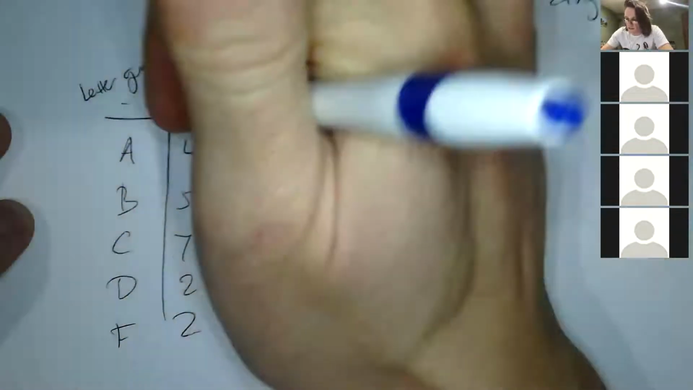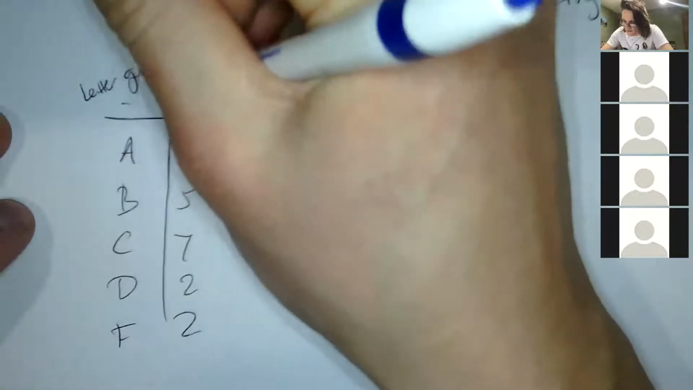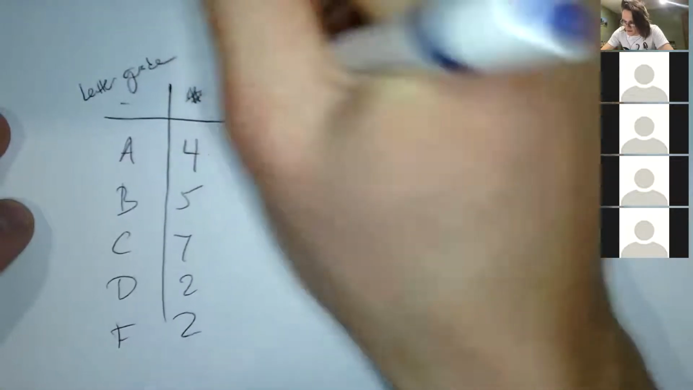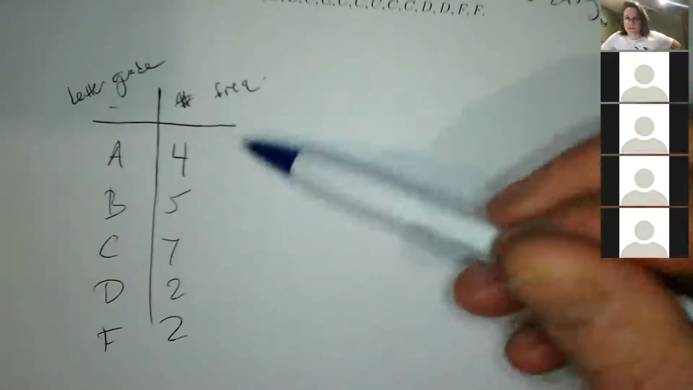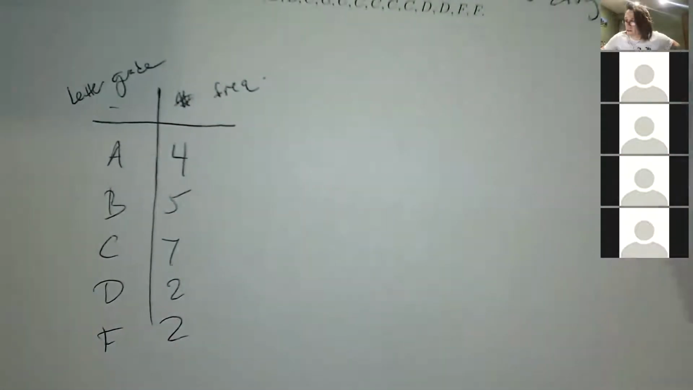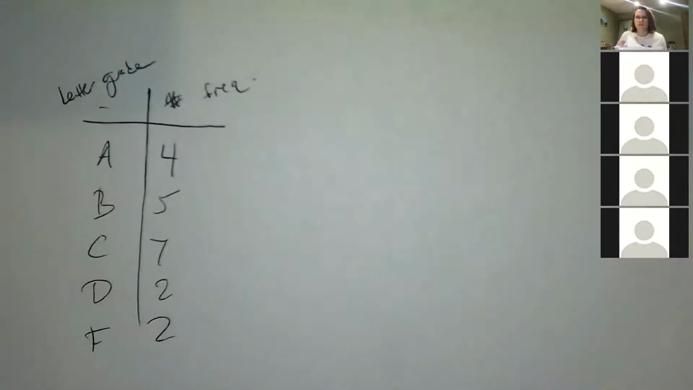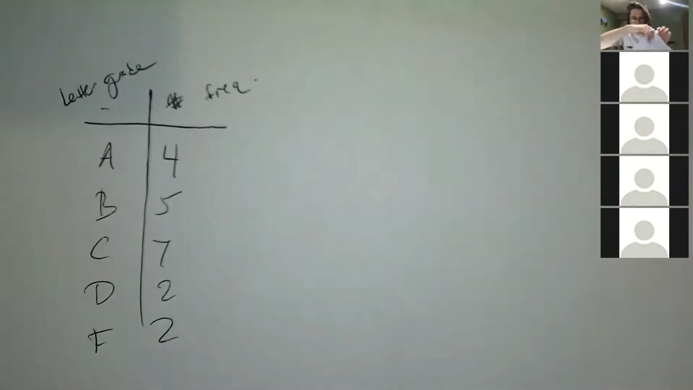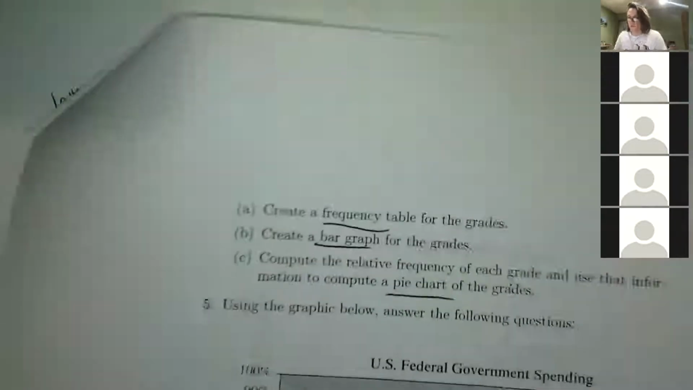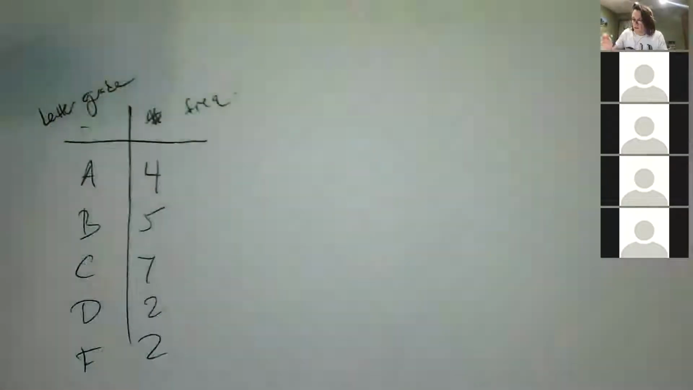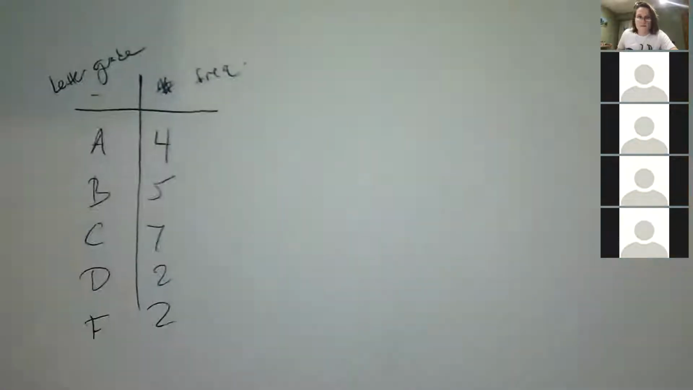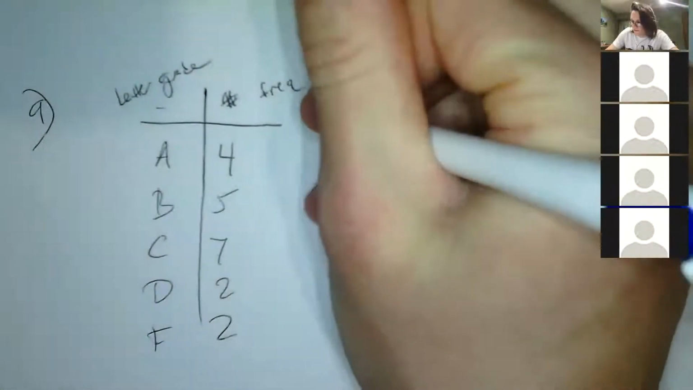I guess you could put letter grade and then the number, frequency maybe. It doesn't really matter what you label. The whole point is that you're just counting the frequencies. All right, so should I number these? Yes, that would be A. It says create a frequency table, and then the bar graph for the grades is B. So this is A. This is B.